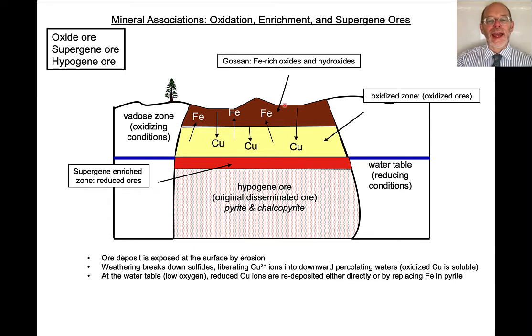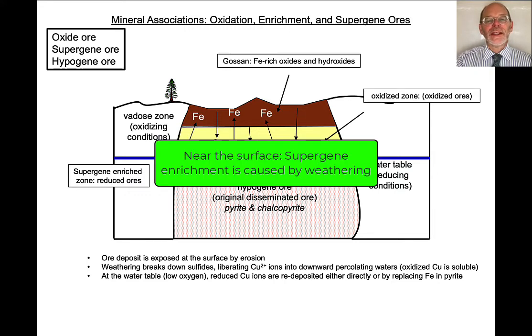Copper is weathered out of the pluton at the surface because it's more soluble under oxidizing conditions, and it percolates downward and precipitates where conditions are more reducing. This produces a zone that's highly enriched in copper, and it's called a supergene zone. Supergenes are simply areas that are highly enriched in economic minerals. In this case, it's a copper supergene.